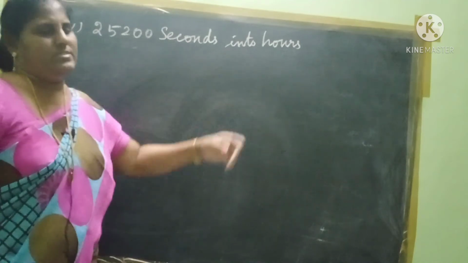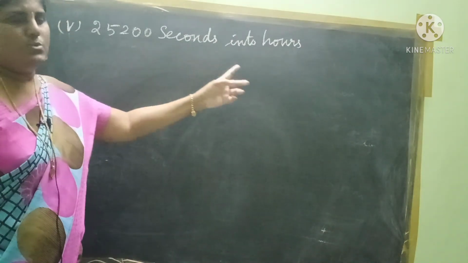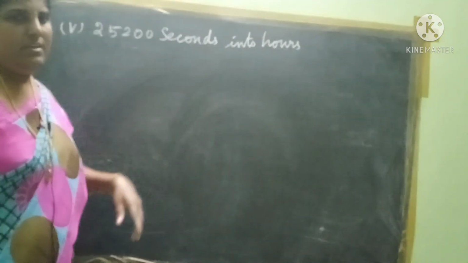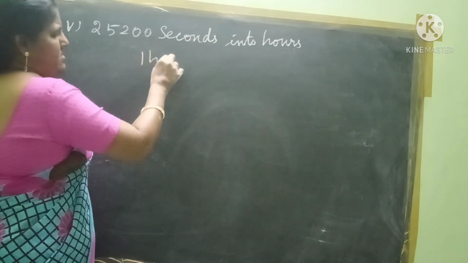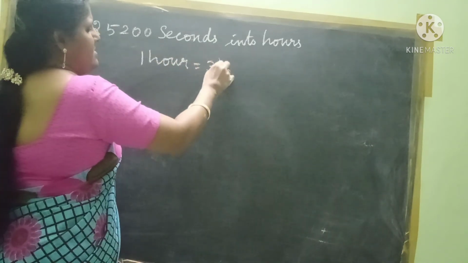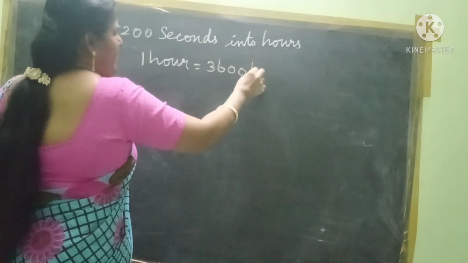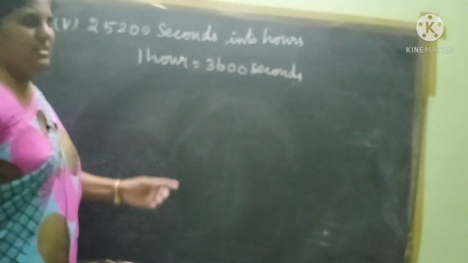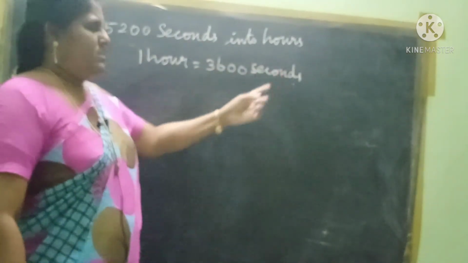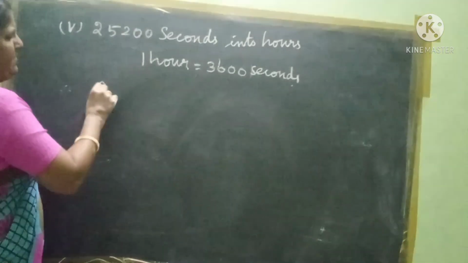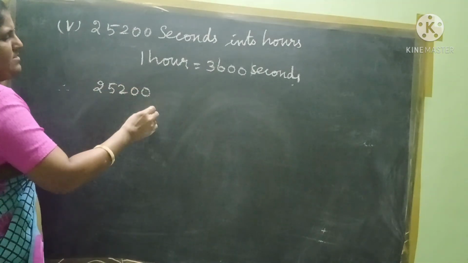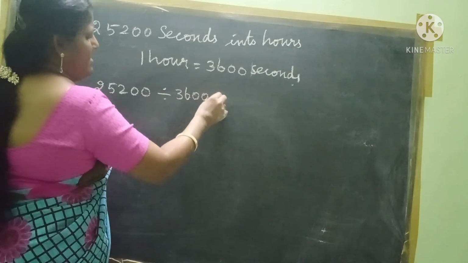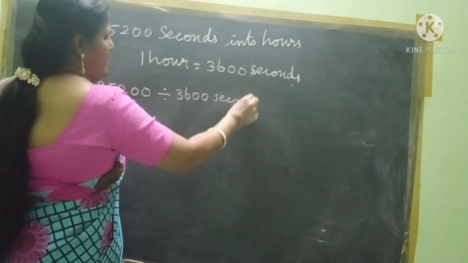25,200 seconds into hours. 25,200 seconds into hours. Already we know that. What was the formula for seconds to hours? Yes, 1 hour is equal to 3,600 seconds. Isn't it? So here also we are going to change from a small unit to a higher unit. Therefore, 25,200 seconds divided by 3,600 seconds. So we are going to divide like this only.